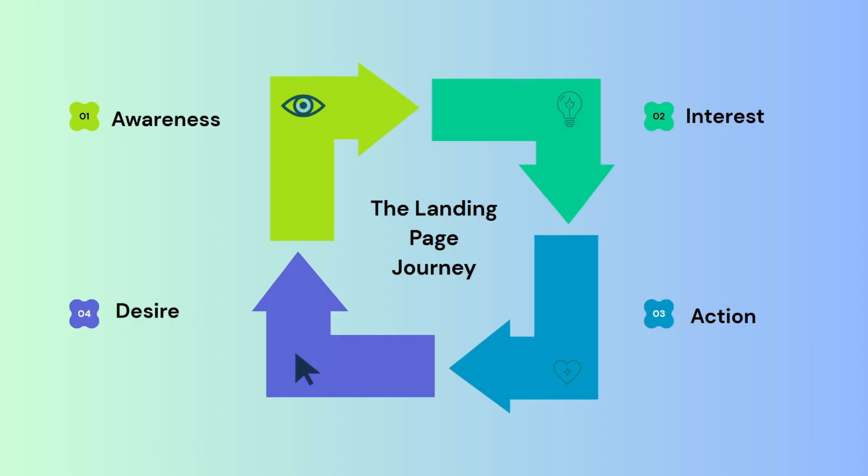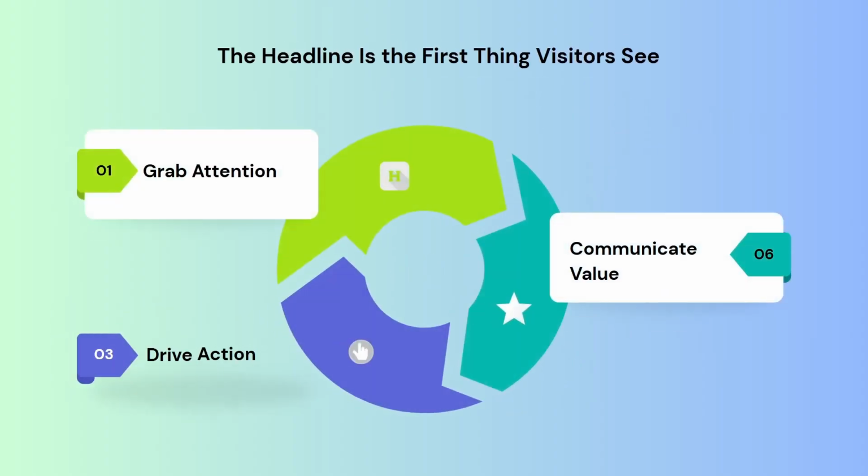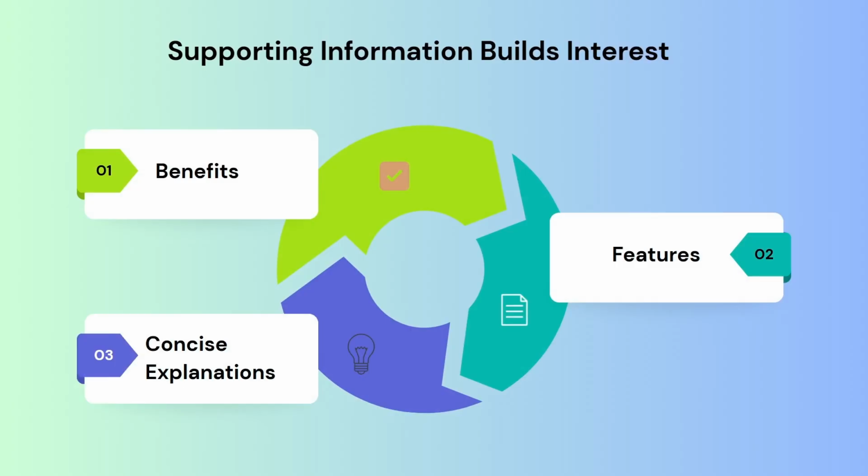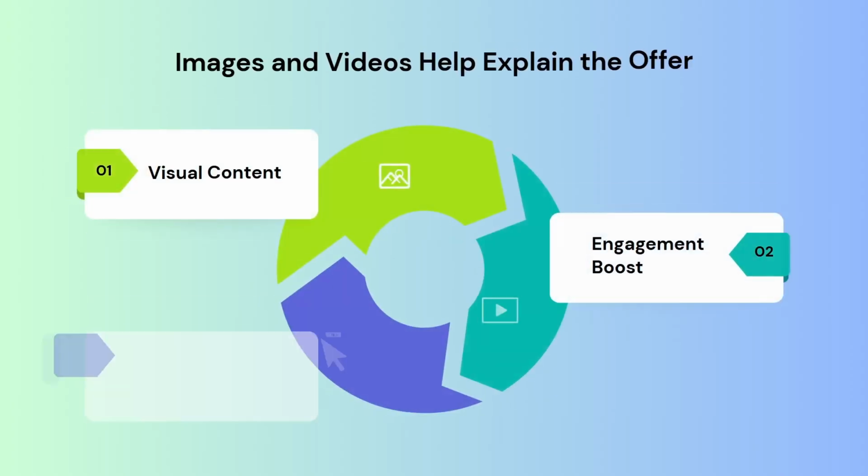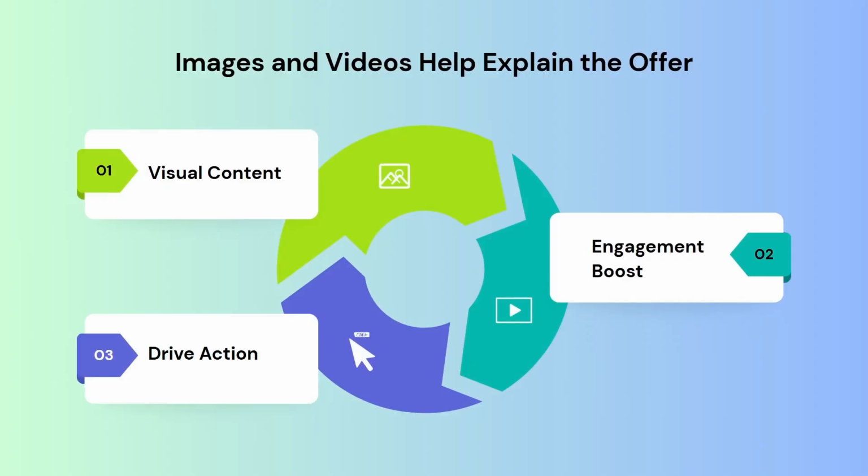Now, let's take a look at the main parts of a landing page. The first thing visitors see is the headline. A good headline immediately explains the main benefit of the offer. Visitors should understand within a few seconds what the page is about and why they should care. Below the headline, you will usually find supporting information. This section explains the offer in more detail and helps build trust. Many landing pages also include images, videos, or product screenshots. These visual elements help visitors to better understand the product or service.